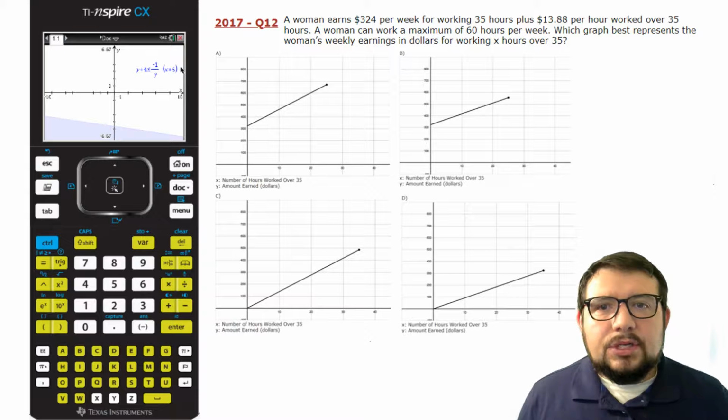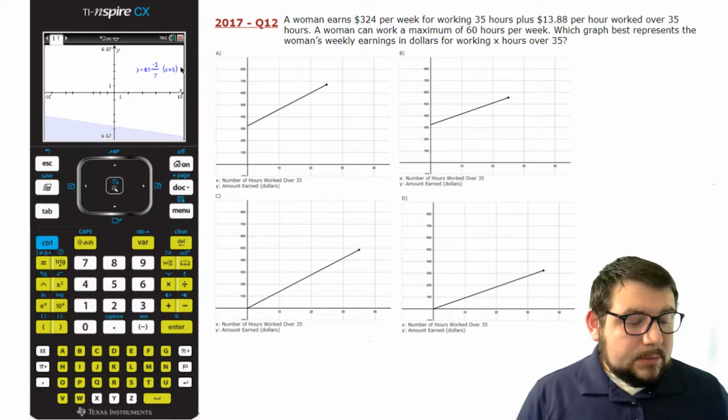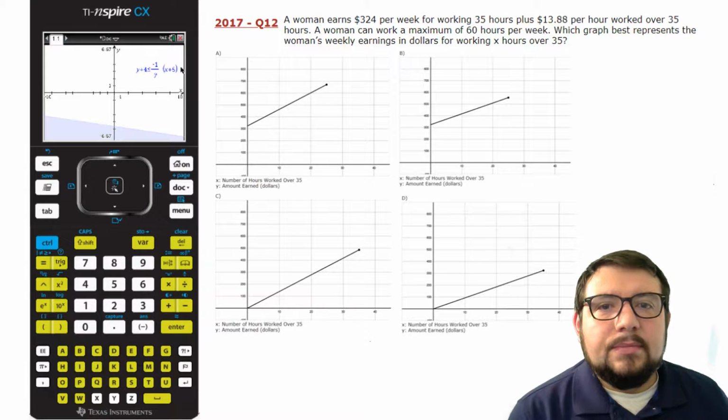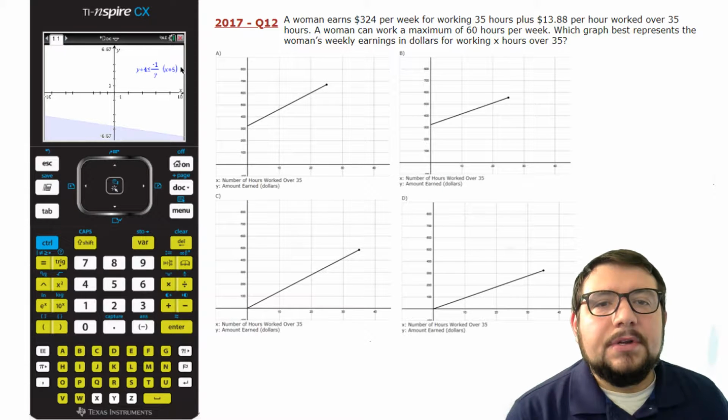Today we'll be solving question 12 from the 2017 Algebra 1 STAAR using the TI Inspire calculator. So let's get started. The first thing I'm going to do, of course, is read the question. It says a woman earns $324 per week for working 35 hours plus $13.80 per hour worked over 35 hours. A woman can work a maximum of 60 hours per week. Which graph best represents the woman's weekly earnings in dollars for working X hours over 35?